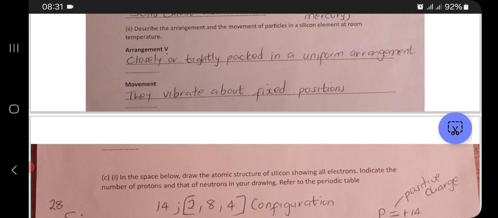So you also need to know about the properties of a liquid and a gas in terms of both arrangement and movement. If you take a liquid, for example, the particles are far from each other. In terms of movement, they flow, they move, but it's not as fast as in gases. And then the particles in a gas, in terms of arrangement, are further apart, and in terms of movement, they move freely.